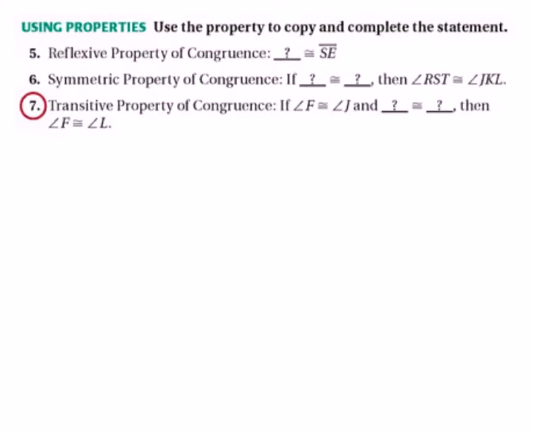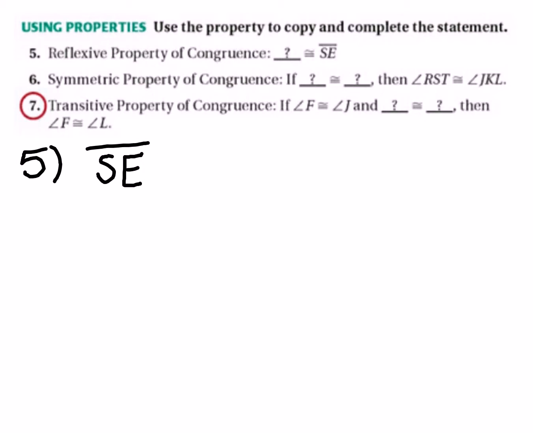Look at numbers 5 through 7. It says use the property to copy and complete the statement. Number 5, you have the reflexive property of congruence. Reflexive is a mirror image. So for number 5, my answer would be segment SE. Again, it's congruent to segment SE, and they mirror each other.